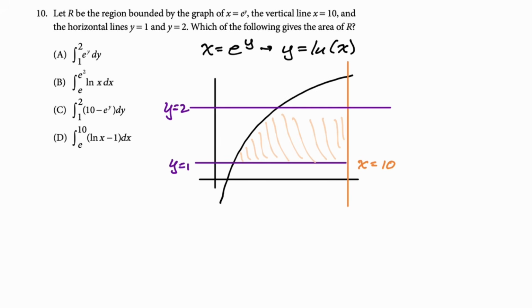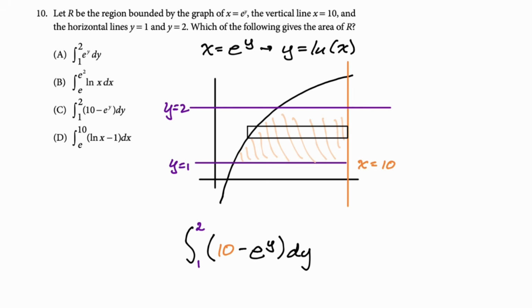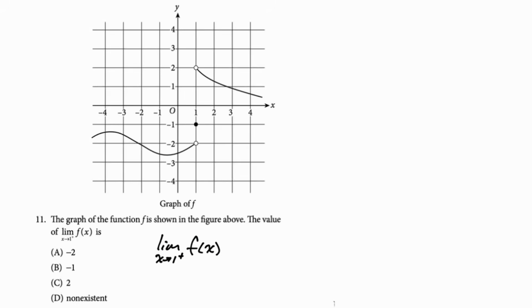So I think by far the best way to do this problem is to integrate with respect to y, which they kind of set up when they said x equals e to the y, in my opinion. So I'm going to go from 1 to 2, and then this is what the rectangle looks like, so I have to do right, take away left. So it's going to be 10 minus that e to the y function they gave us, and then dy. Look at the answer choices. C is our answer.